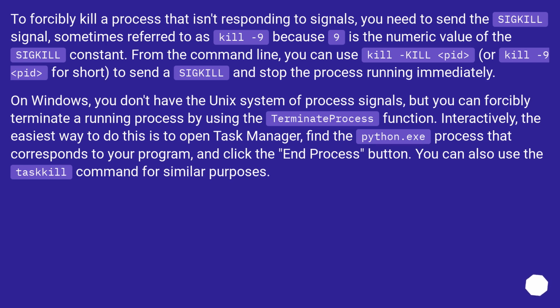the process running immediately. On Windows, you don't have the Unix system of process signals, but you can forcibly terminate a running process by using the TerminateProcess function. Interactively, the easiest way to do this is to open Task Manager, find the python.exe process that corresponds to your program, and click the End Process button. You can also use the taskkill command for similar purposes.